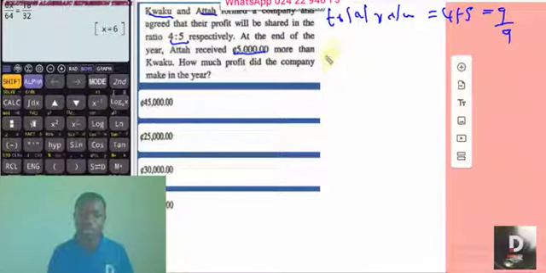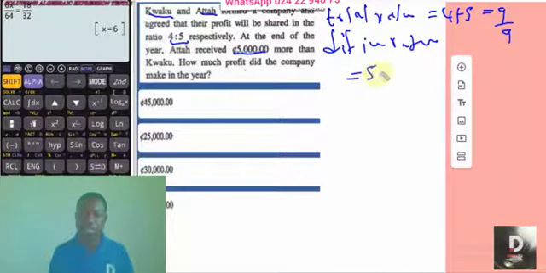So let's find the difference between ratio. So difference in ratio is equal to what? 5 minus what? 4 over 9. Producing 1 over 9. Do you agree? Ata is 5. Kwaku is what? 4. Difference in the ratio is that.